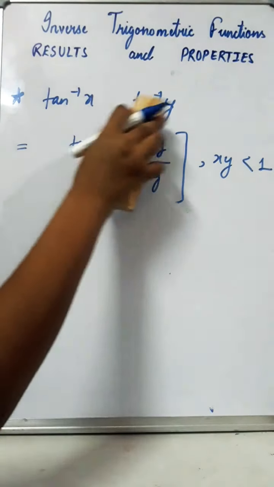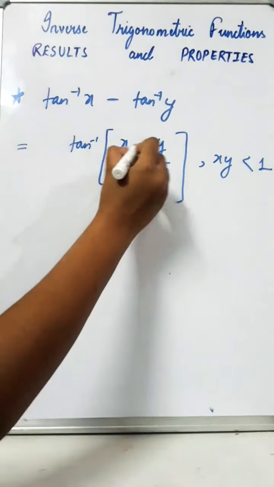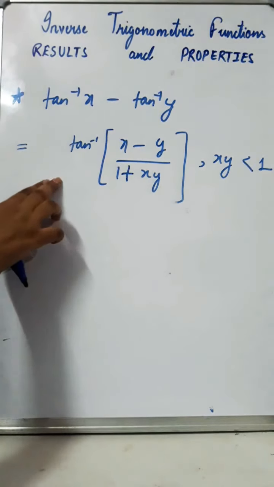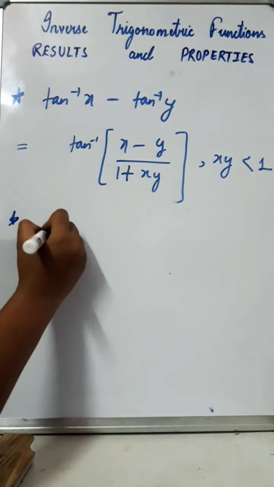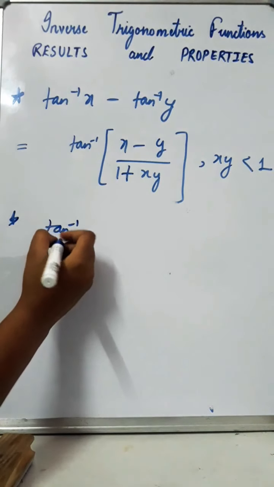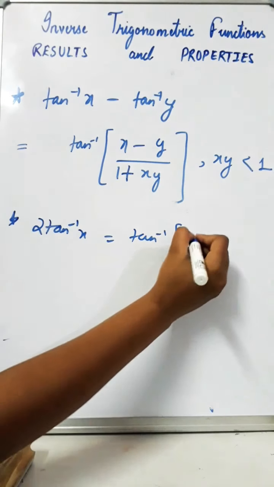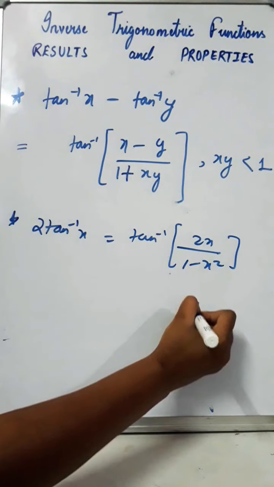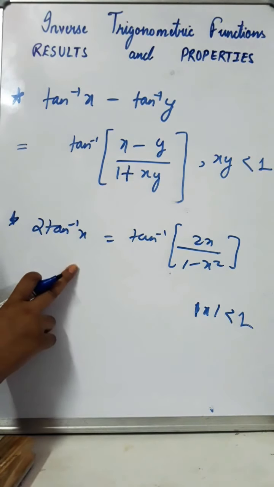Alright, similarly, if you are given something like this, tan inverse x minus tan inverse y, in that case it becomes tan inverse of (x minus y) upon (1 plus xy), and you will use the same procedure in order to prove this. And then similarly you can prove 2 times tan inverse x is equal to tan inverse of 2x upon (1 minus x²), where the modulus of x is smaller than 1. You will again use the same thing, right?